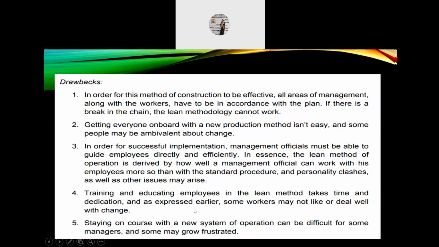Number four, training and educating employees in the lean method takes time and dedication, and as expressed earlier, some workers may not like or deal well with the change. Number five, staying on course with a new system of operation can be difficult for some managers, and some may grow frustrated as well.